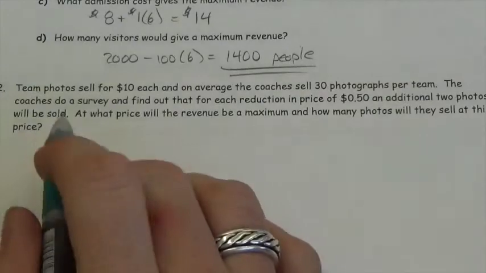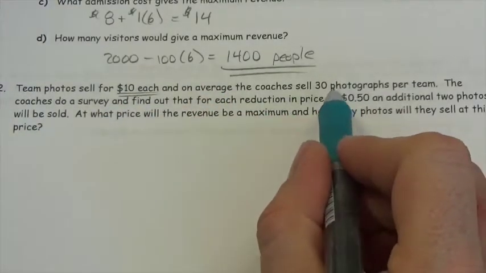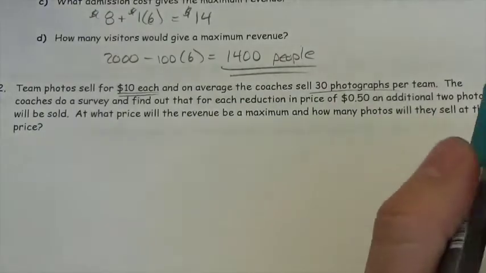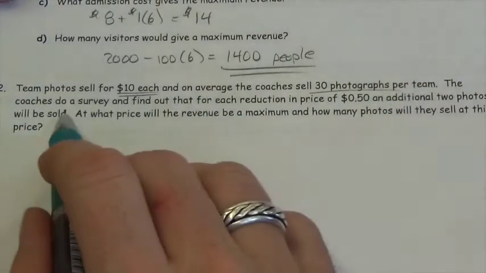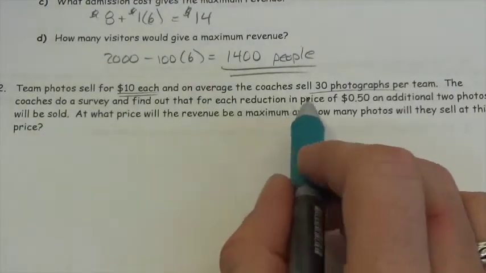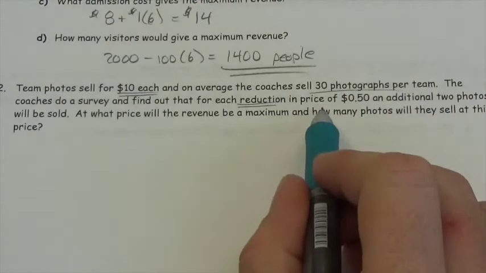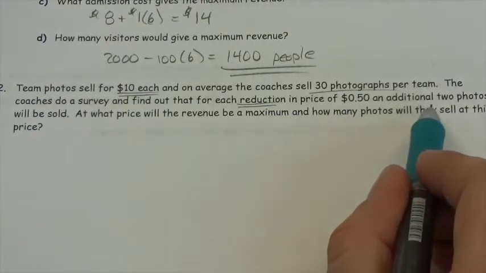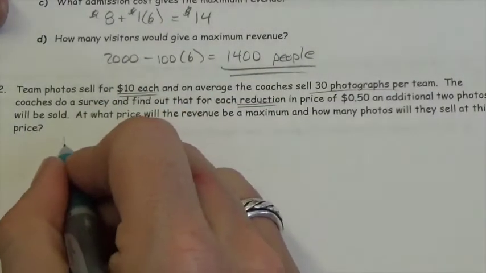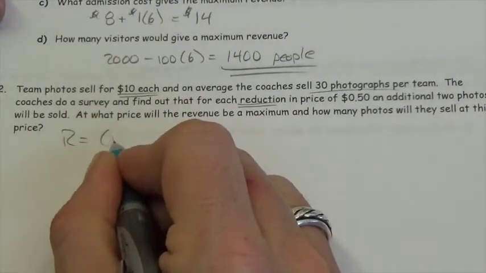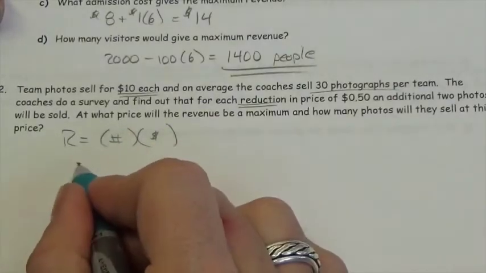Okay. It says team photos sell for $10 each, and on average the coaches sell 30 photographs per team. So this is giving us an initial situation here. The coaches do a survey and find that for each reduction in price, we're going to be losing money there, of 50 cents, an additional 2 photos will be sold. So at what price will we get the maximum revenue? So once again, we're going to get the number sold multiplied by the cost here.